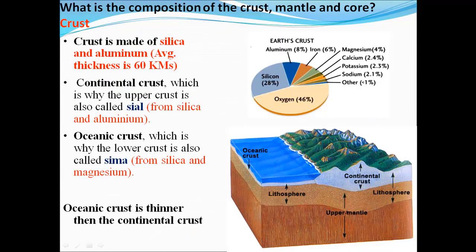Now we'll understand the composition of the crust, mantle and core. Crust is made up of silica and aluminium and average thickness is 60 kilometers. Now we'll understand what other elements are present in the earth's crust. Oxygen 46%, silicon 28%, followed by aluminium 8%. These are the primary elements present in the earth's crust. Continental crust is thicker than the oceanic crust. Oceanic crust is primarily composed of silicon and magnesium.